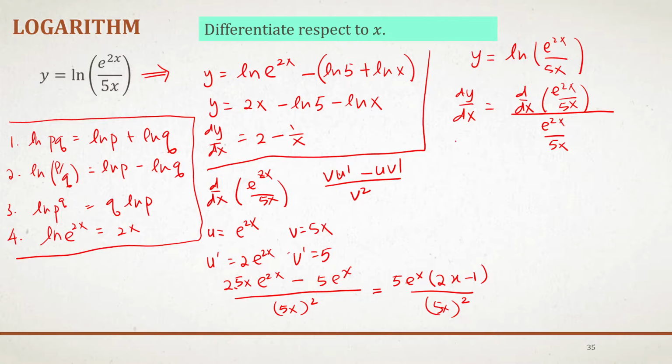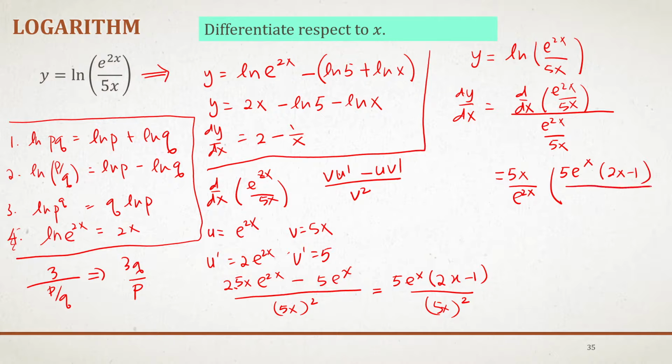One more thing for this: you need to recall the algebra that when you have 3 over p over q, it will become 3q over p. So you need this. I flip over here, so I will have 5x over e to the power of 2x. I multiply with the one differentiated from here, so I have 5e to the power of 2x, then I have (2x minus 1) over (5x) squared.